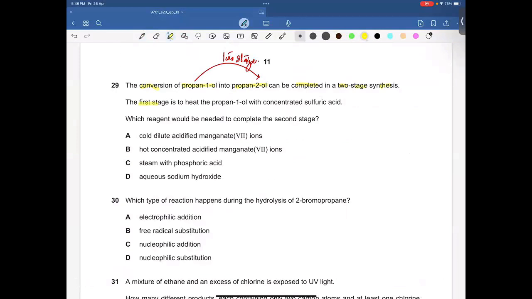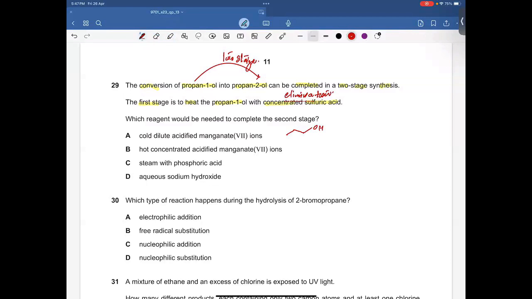Okay. The first stage is to heat propan-1-ol with concentrated sulfuric acid. That's your elimination reaction, which is also called dehydration. And when an alcohol undergoes dehydration, you will get an alkene. So this is your propan-1-ol, CH3CH2CH2OH. This is your propan-1-ol.